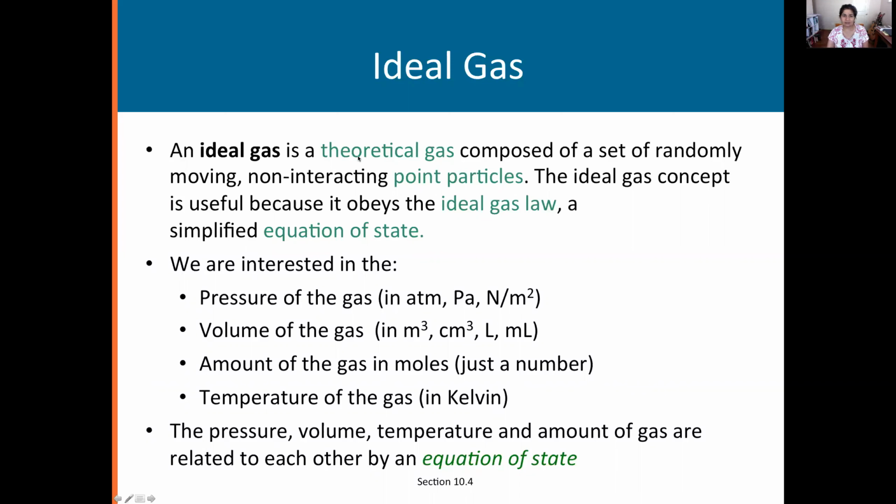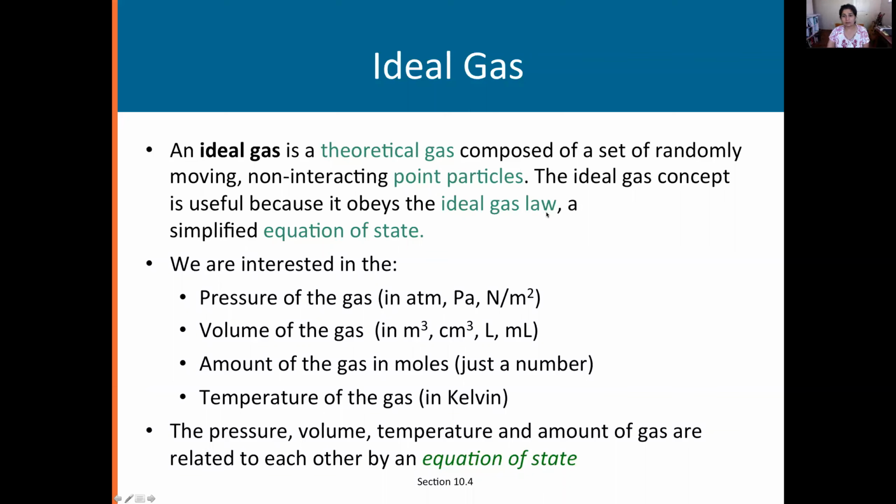An ideal gas is a theoretical gas. Okay, so it's not a real gas. Composed of a set of randomly moving, non-interacting point particles. So we have each molecule, let's say of nitrogen or something, which is just a dot, and it's randomly moving depending on the temperature. So its velocity depends on the temperature, but it moves in all directions randomly.